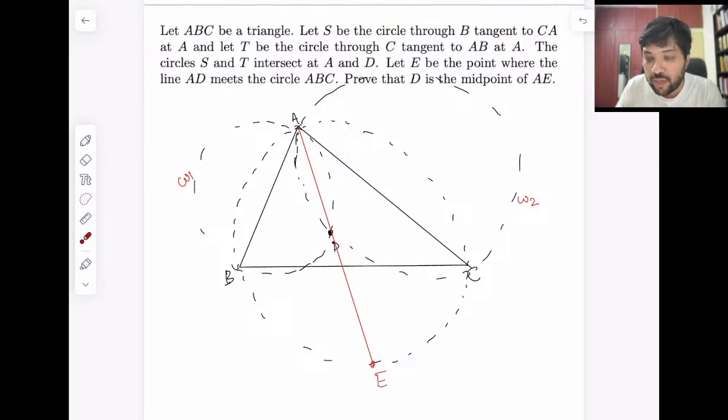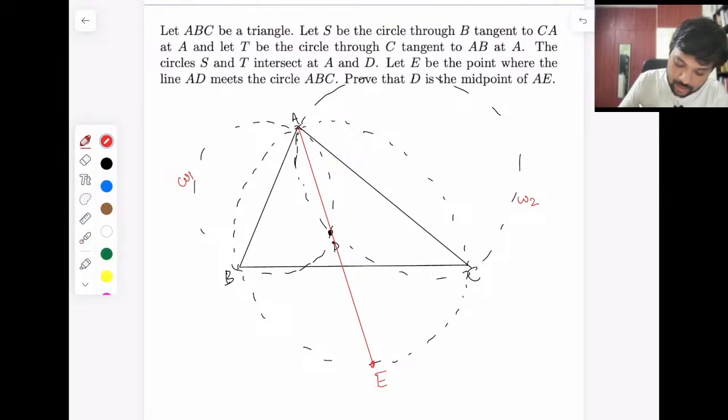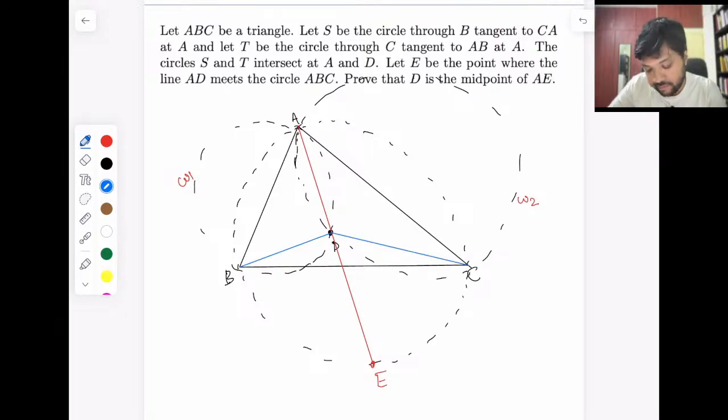Okay, can you join BD and CD? Yeah, I think so. I should join. Okay, so let's try and join that BD and CD. Now what? The drawing is terrible. It's not telling anything.